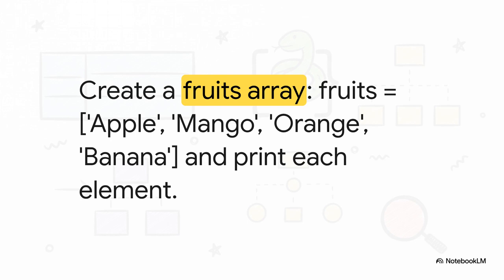Now we can print each fruit one by one using their exact index positions. Print fruits[0] gives us apple. Print fruits[1] gives us mango. Print fruits[2] gives us orange, and print fruits[3] gives us banana.